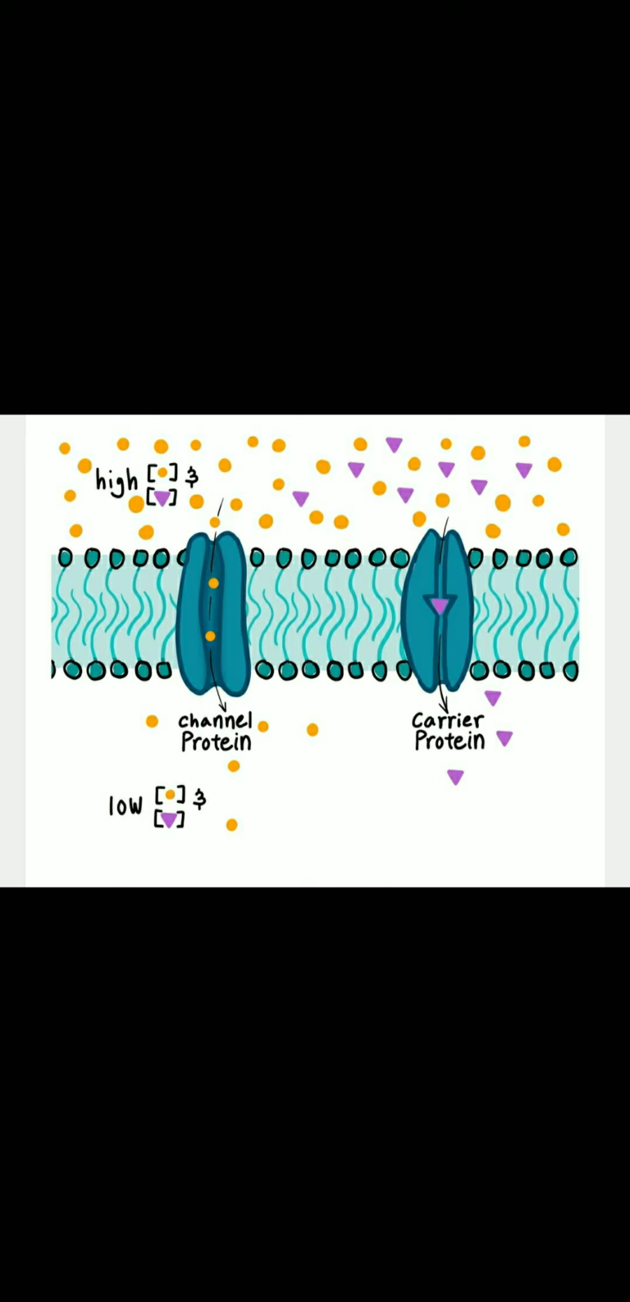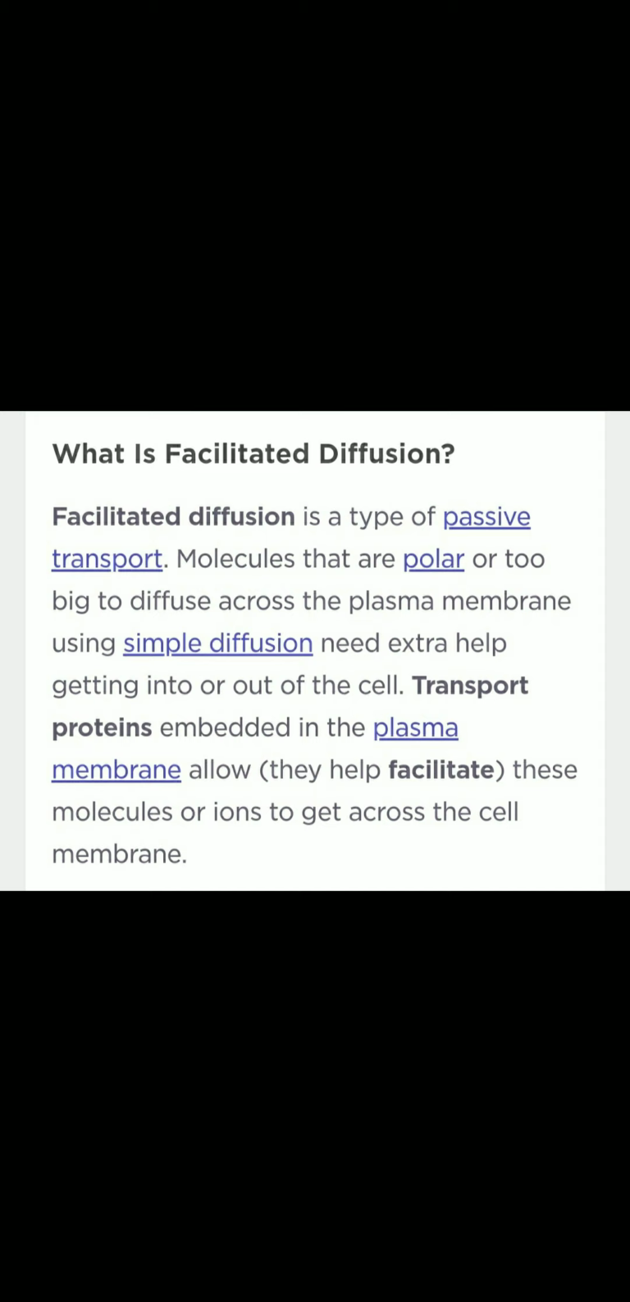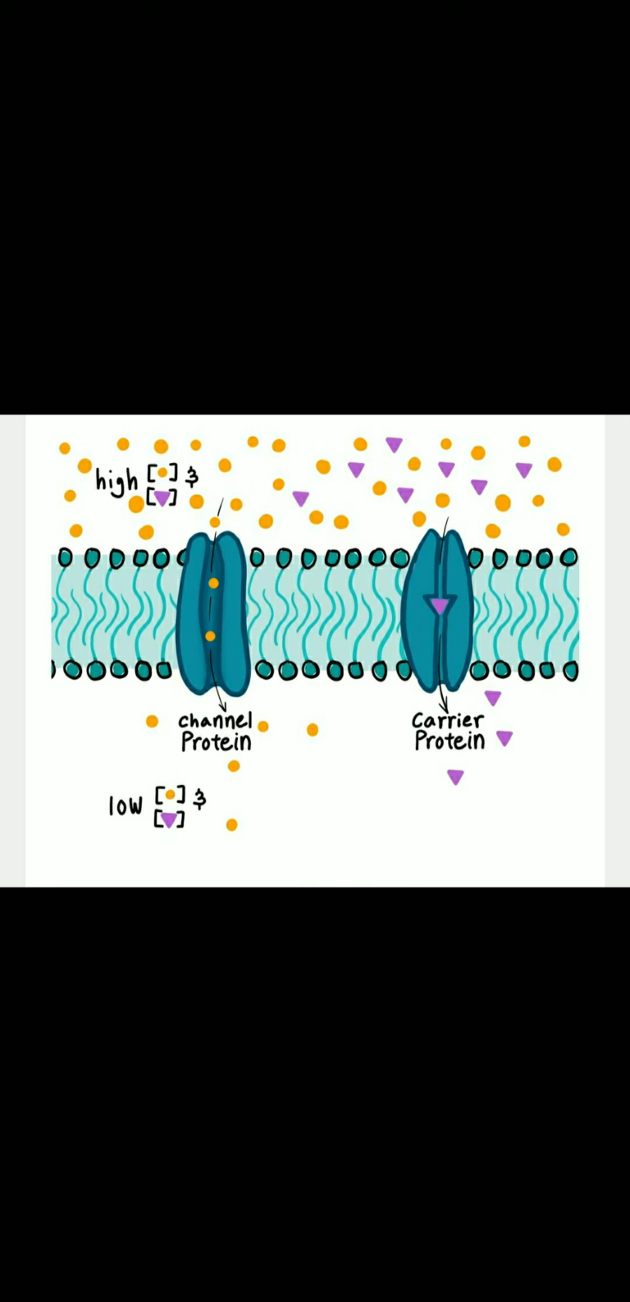That's why this protein is needed to facilitate the diffusion process, and it is known as facilitated diffusion. Facilitated diffusion also occurs from the higher concentration region to the lower concentration region. You need to remember that facilitated diffusion is one kind of passive transport where energy is not required and molecules move from higher to lower concentration. But here specific help is needed from the channel protein or carrier protein, which are plasma proteins embedded in the plasma membrane.